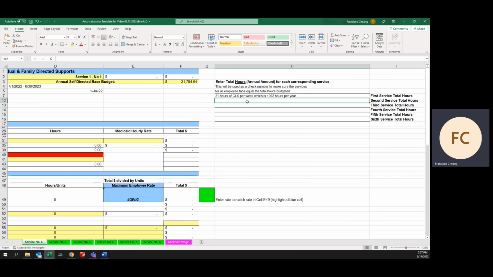We're going to go ahead and enter all of the services that we're going to be self-directing in this budget. In this example, we have 2, community living and supports and respite. So for the second service, we're going to list here respite, 288 hours per year. All right, so now that we have that information entered, this correlates with the service tabs that you have in here.